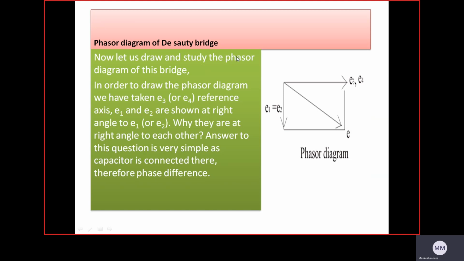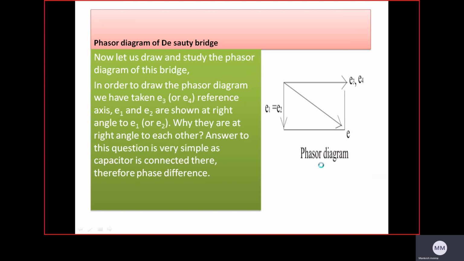Then the phasor diagram of the bridge. Now let us draw and study it. In order to draw the phasor diagram, we take E3 and E4 as the reference axis, and E1 and E2 are shown at right angles to them, that is, 90 degrees between E1 or E2 and E3 or E4. Why are they at right angle to each other?